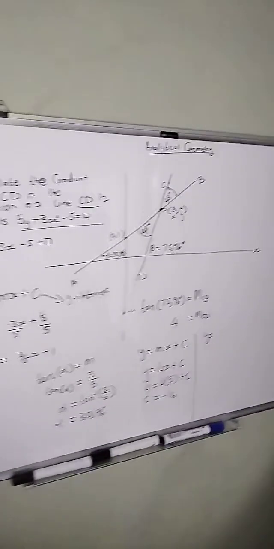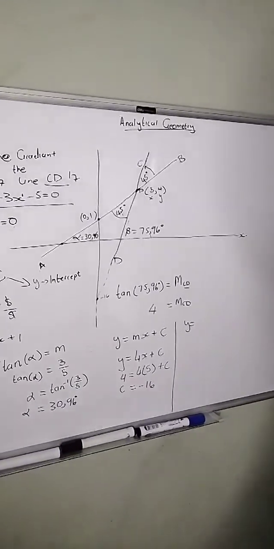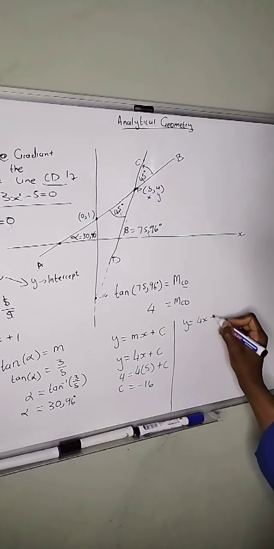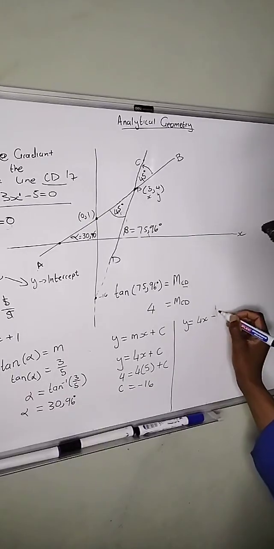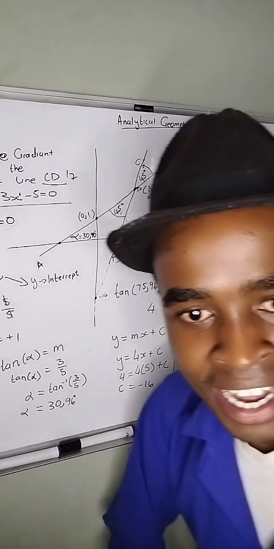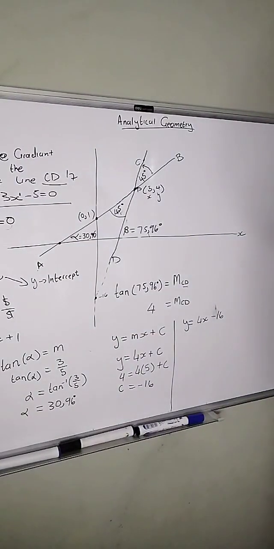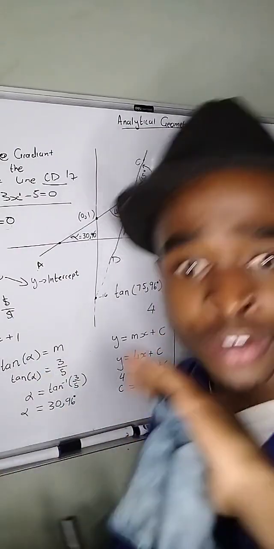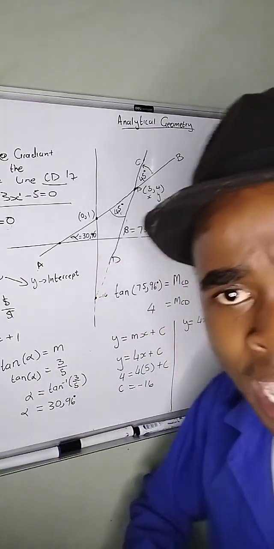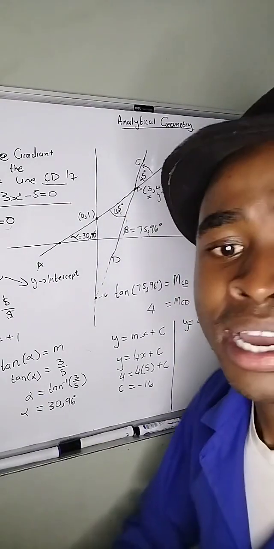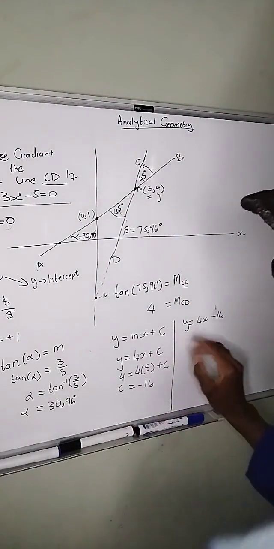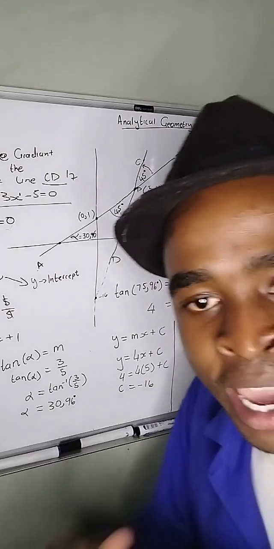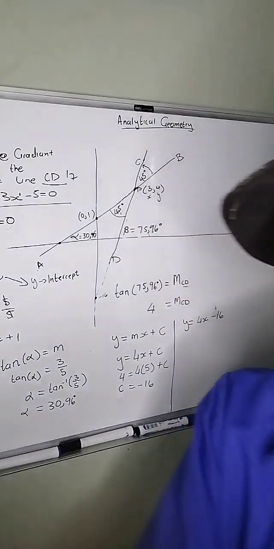So what is going to be my equation? Let me bring this closer. This is going to be 4x plus minus 16. Then we are done. It's grade 11 and 12. If you are in grade 11 or grade 12, stick by us. So y is equal to 4x plus 16 is going to be our equation of CD. Are we happy?